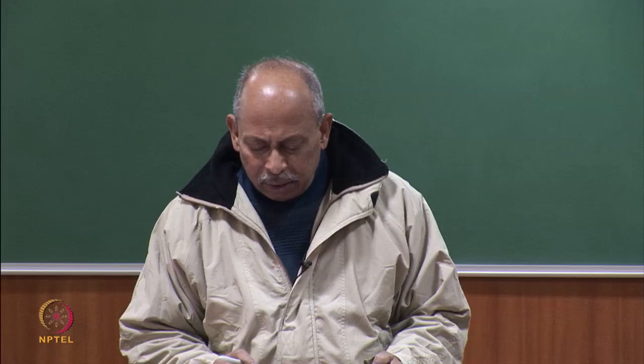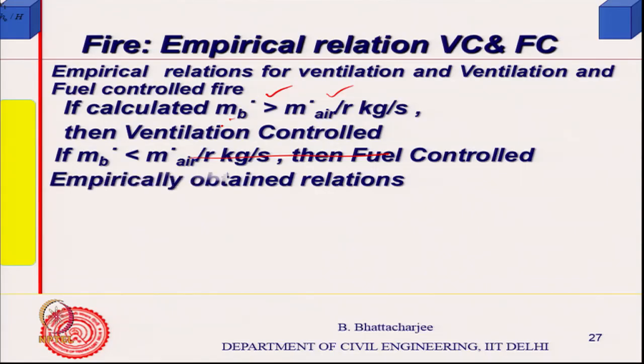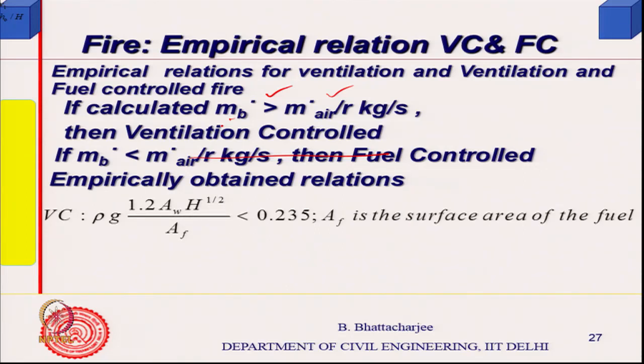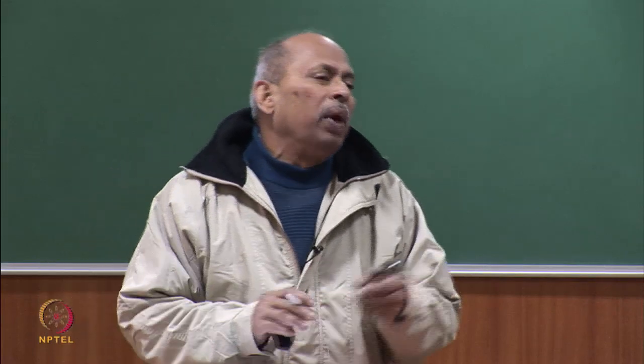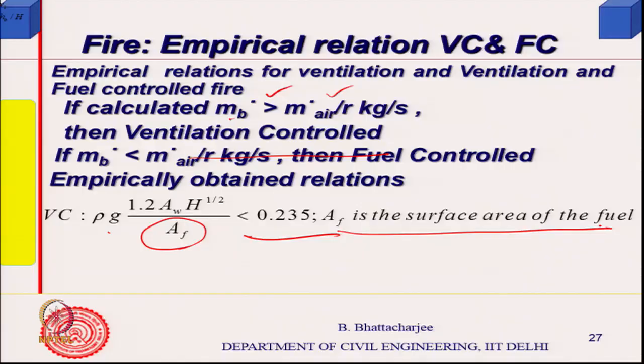But people have actually done experiments, empirically, and then they have obtained some relationship. What they have found is that if rho_g times 1.2 A_W h to the power half divided by A_F is less than 0.235, they have done experiments in a compartment. A_F is the surface area of the fuel, the total surface area of the fuel, let us say in compartments. In our case we can say the surface area of the fire load, the total fire load, which could be floor area, surface area. Then this is actually ventilation control.